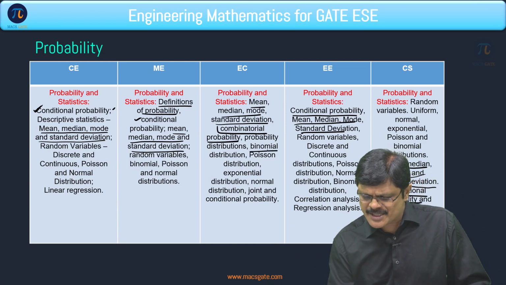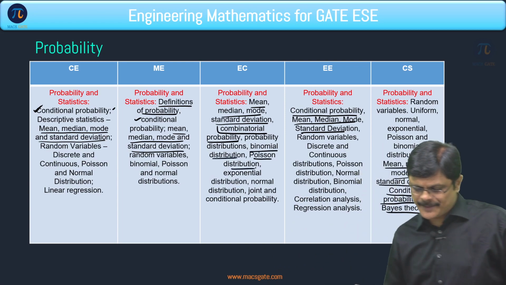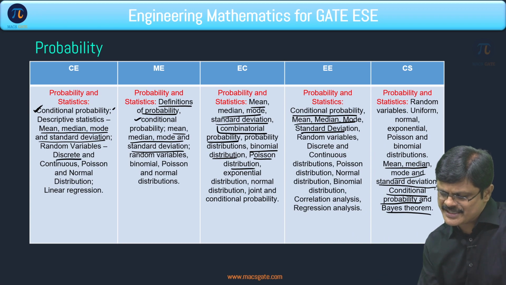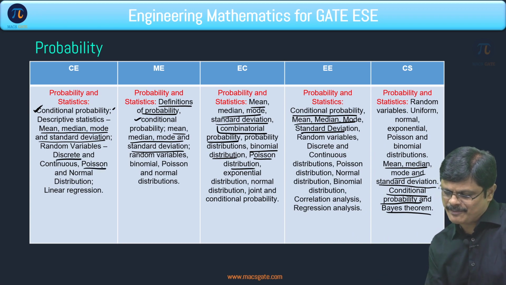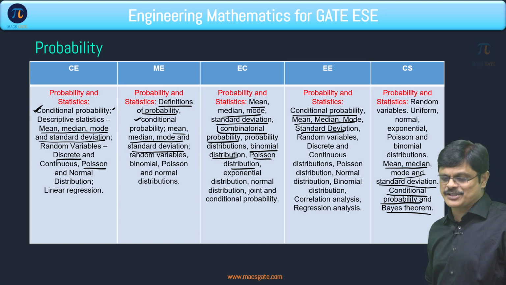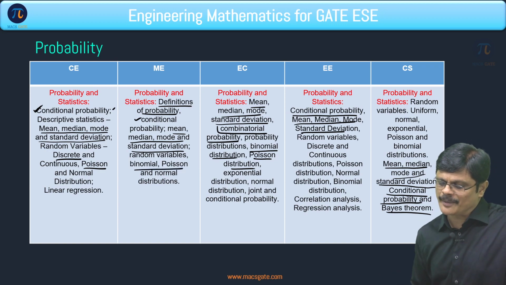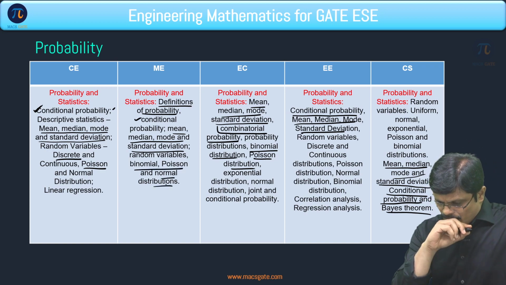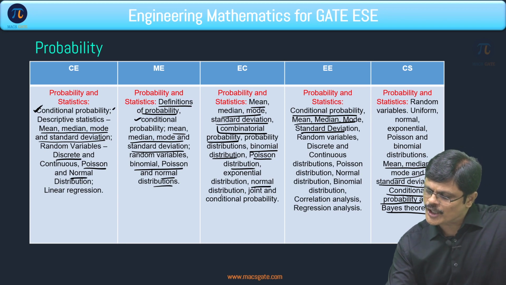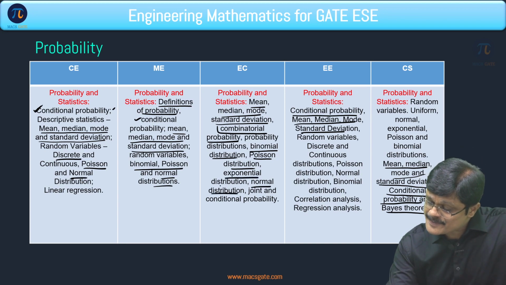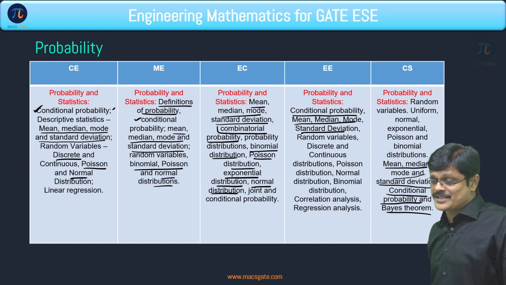Like discrete distribution, binomial, Poisson is mentioned. Here he just mentioned Poisson; binomial is not mentioned here for civil students. Here binomial and Poisson both are mentioned, normal is mentioned. Here normal is mentioned, here also normal is mentioned, and exponential is mentioned explicitly for EC students. Am I clear?